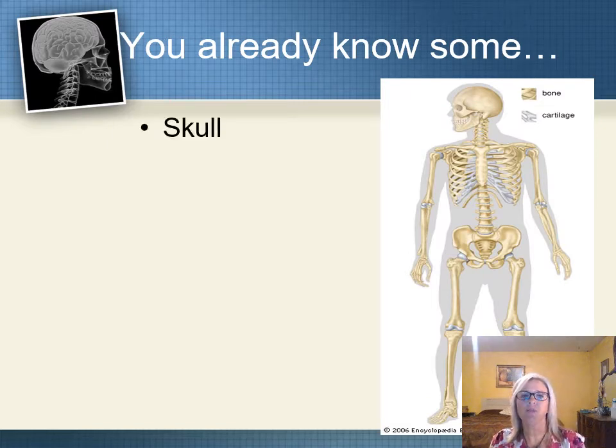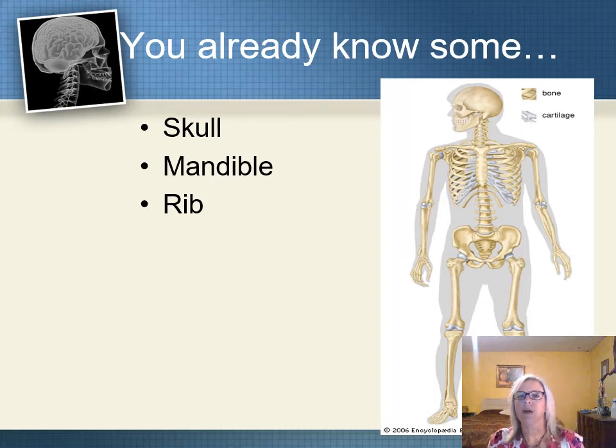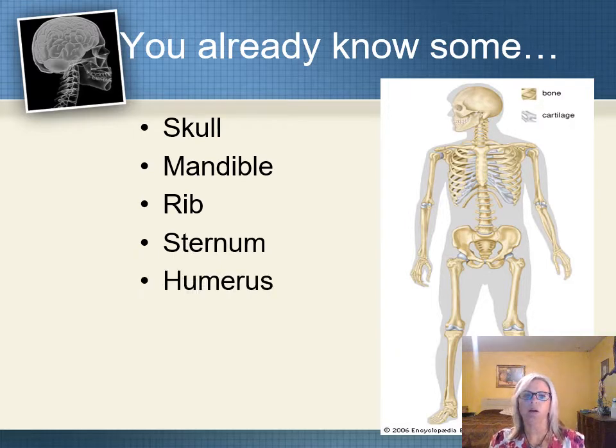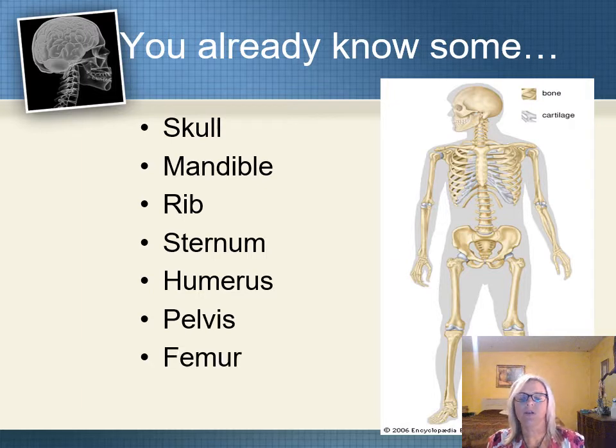You do already know some of these. You know what the skull is, right? This is your skull. You know that. You may know what the mandible is. You know what a rib is. Okay. You may know what a sternum is right here. Humerus, a lot of people know that's the arm. Pelvis, femur. So you already know some of these names here. So don't freak out too much. Tibia, there's another one.